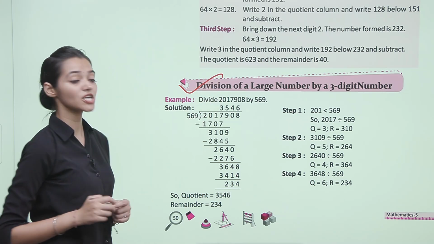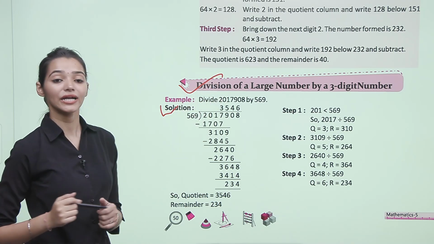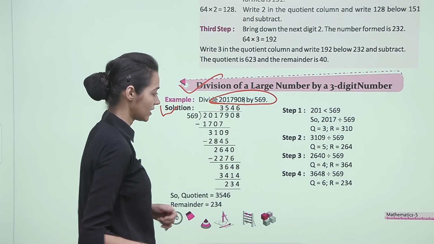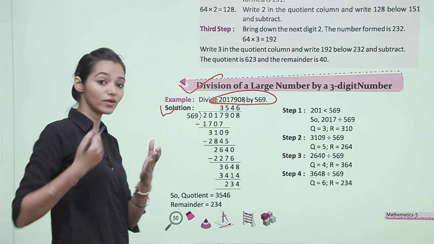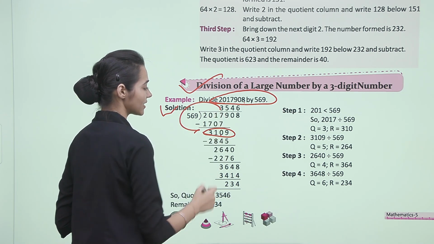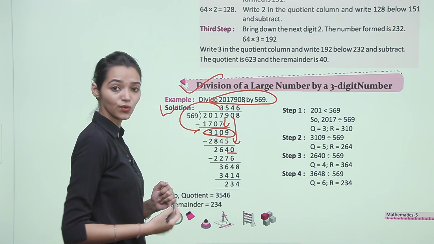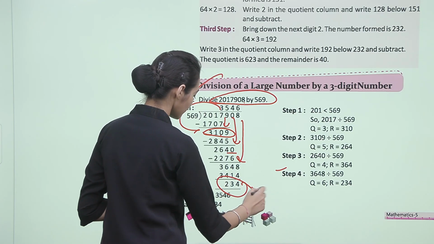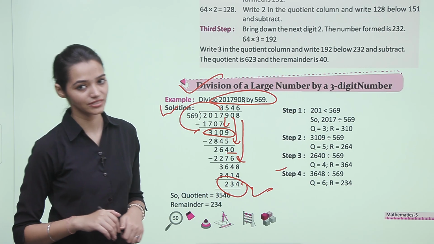Now division of a large number by a 3-digit number. Here we have to look at the example. In this one we have to divide this number by 569. Firstly 201 is less than 569, not possible, so we will take one more digit down. Now after that into 3 it becomes remainder as this, we will take 9, then after subtracting it we will take 0, then in step 3 we will take 8 and after solving it the remainder we get is 234 and the quotient is 3546.